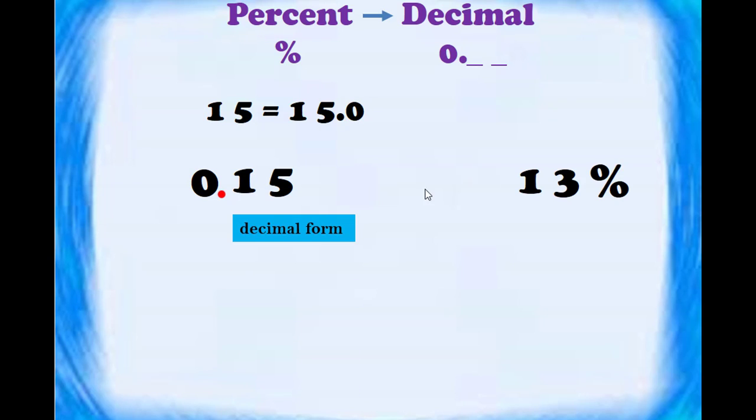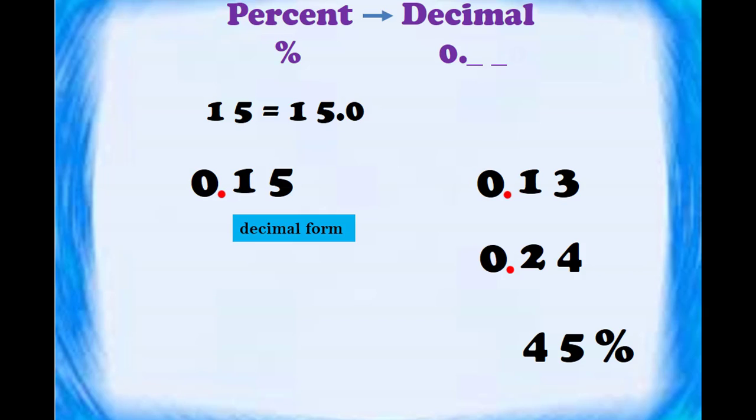Let's do more practices here. 13%, as you can see, the decimal point, and we move two number places and the placeholder and take away the percent symbol. 24%, the decimal point, 2 number places to the left, 0 as a placeholder and take away the symbol. 45%, decimal point, 2 number places to the left, 0, and take away the symbol. Always remember to put 0 right next to the decimal point as a placeholder after you move it.